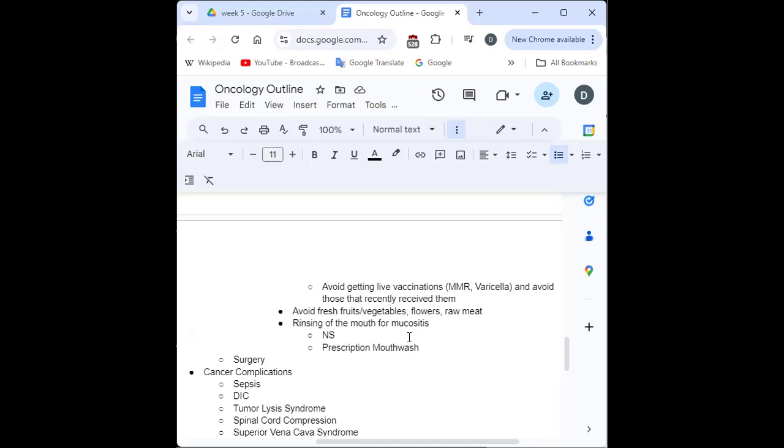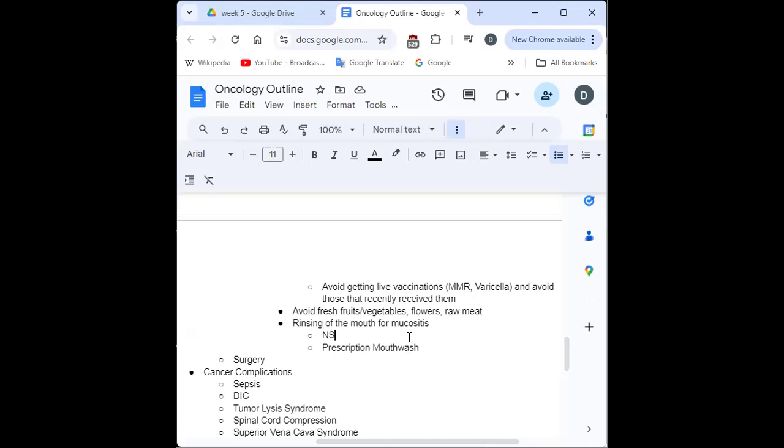But could an LVN do the mouthwash? A prescription mouthwash? I believe they can. Be fine, yeah, because they can give meds as long as it's not like an IV or stuff. I believe they should be able to. But yeah, this is something that can help them with comfort.